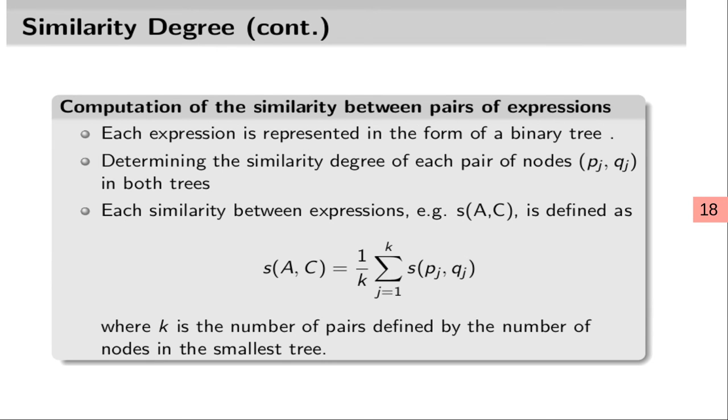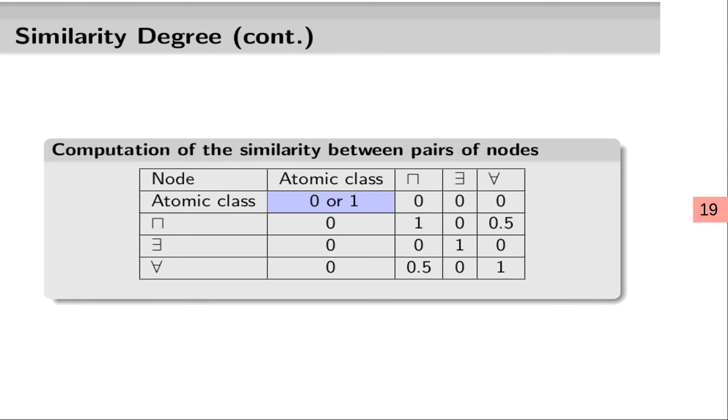Each expression will be transformed into a binary tree, and the similarity between expressions is computed based on the corresponding binary trees. The trees are traversed at the same time, and each pair of corresponding nodes in both trees is compared to each other. The returned value is the degree of similarity between the two nodes. And in the table, we can reference the similarity degree between the two nodes.